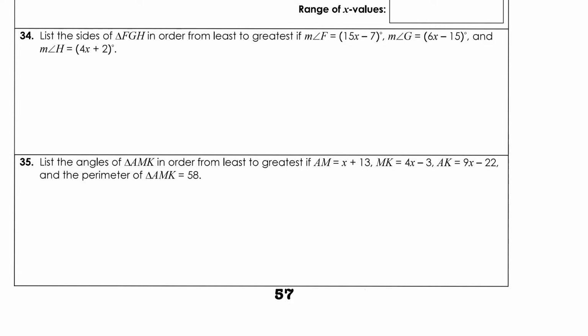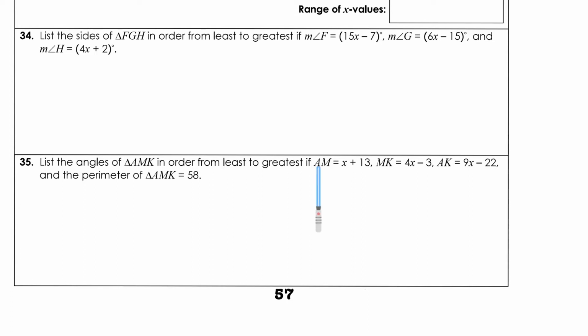We're looking at the sides from least to greatest with these given angles here. And here you're given the sides, and we've got to find the angles from least to greatest. On this one, we've got 3 angles. We know that the triangle sum tells us that the angles added up together equals 180 degrees.